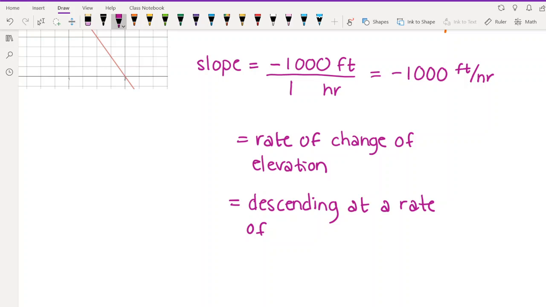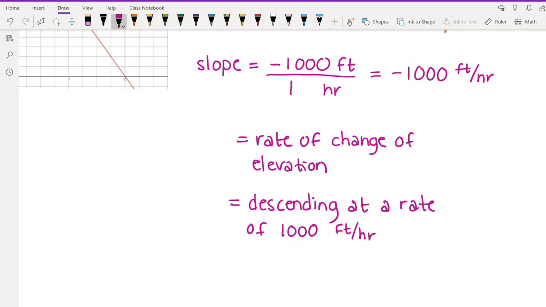So I'm going to say at a rate of 1000, and I'm not going to put the negative sign, because when I say descending, that already suggests that it's negative. If you really wanted to, you could put a negative sign there, but I think just by saying the word descending, that includes the negative in it, if that makes sense.